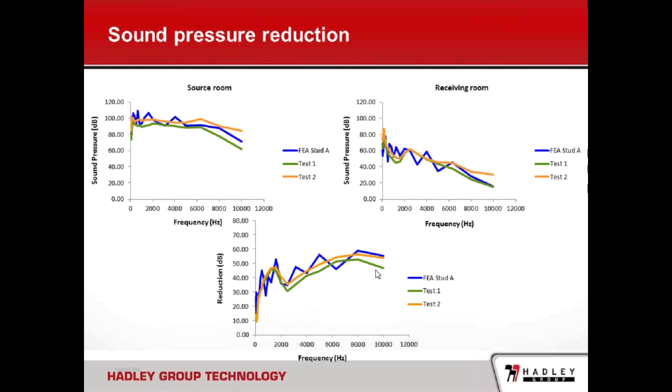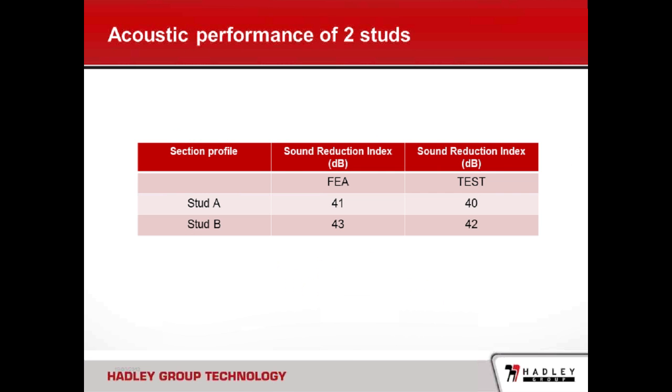We use the same procedure and perform another simulation for stud B, and then we also obtain the result for stud B. Here's the result compared with the test. We use rating methods in British standards for acoustic performance to obtain the sound reduction index number. As you can see here, for the test data we obtain for stud A is number 40, and for stud B is 42 decibel. If we look at the simulation result in the middle column here, you can see for stud A we obtain 41 and stud B 43, which again correlates very well to the test data.